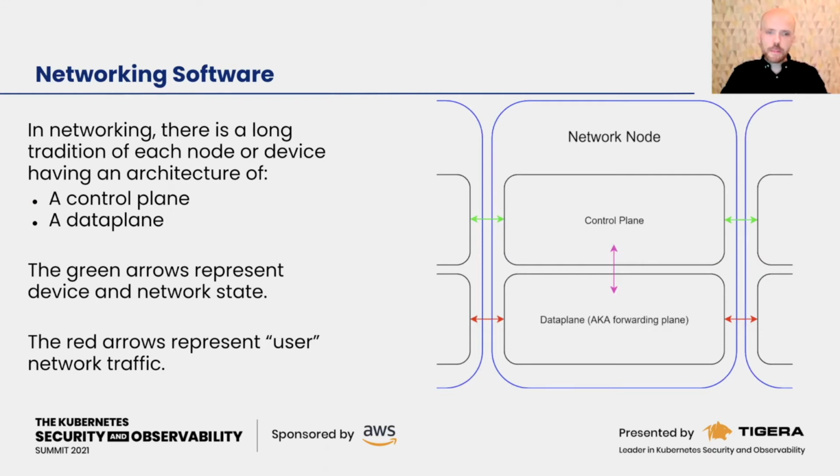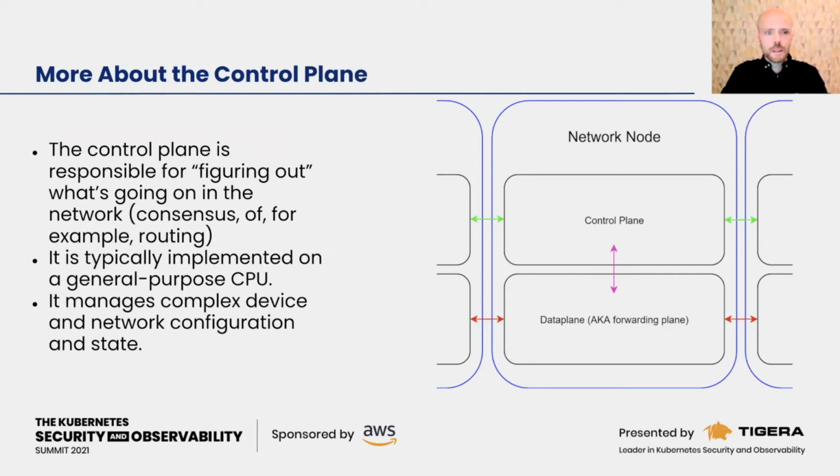And the red arrows represent user network traffic. So that's traffic sent between the data plane nodes. The control plane and data plane exchange data. The control plane is responsible for programming the data plane. So the control plane is responsible for figuring out what's going on in the network, achieving consensus, for example, understanding the topology of the network and understanding when routes appear and disappear in the network or when there are multiple paths between nodes. The control plane is responsible for programming the data plane to make forwarding decisions.